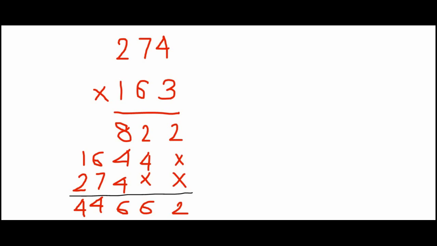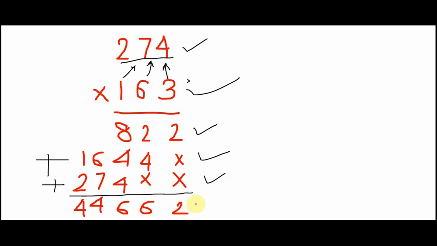And today is the first video of the series, which is based on shortcut to multiplication. As you can see on the screen, the number 274 is multiplied with the number 163 using the usual way. That is, using the traditional way, you multiply the number 3 with 274, you get the first partial product. When you multiply the number 6 with 274, you get the second partial product. And when you multiply the number 1 with 274, you get the third partial product. And when you add up all these partial products, you get the final answer, which in this case is 44662.